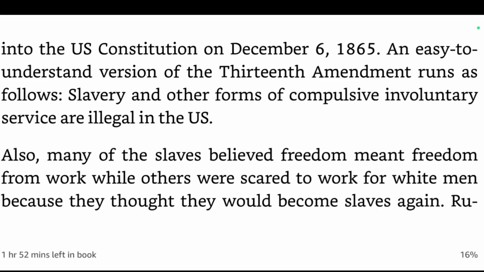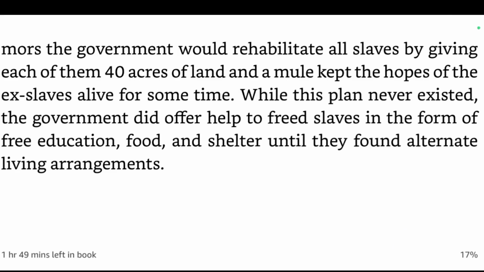Also, many of the slaves believed freedom meant freedom from work, while others were scared to work for white men because they thought they would become slaves again. Rumors the government would rehabilitate the slaves by giving each of them 40 acres of land and a mule kept the hopes of the ex-slaves alive for some time. While this plan never existed, the government did offer some help to freed slaves in the form of free education, food, and shelter until they found alternate living arrangements.